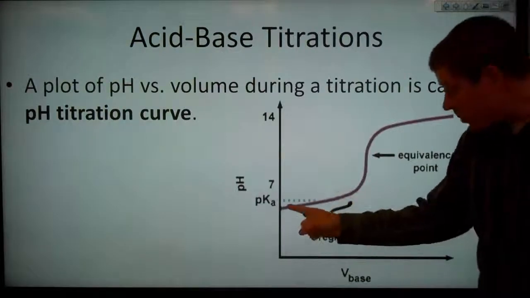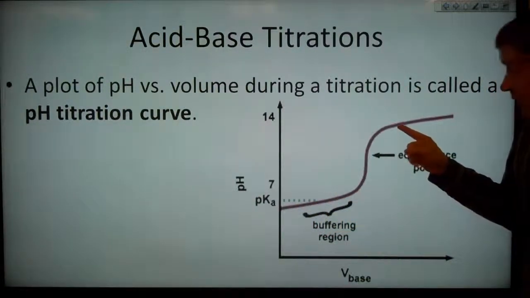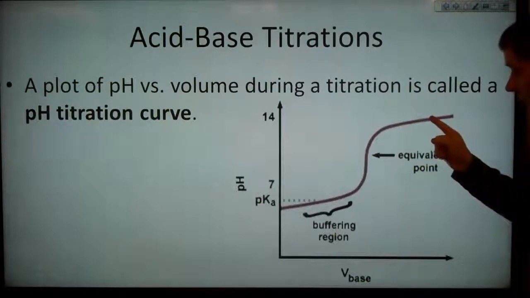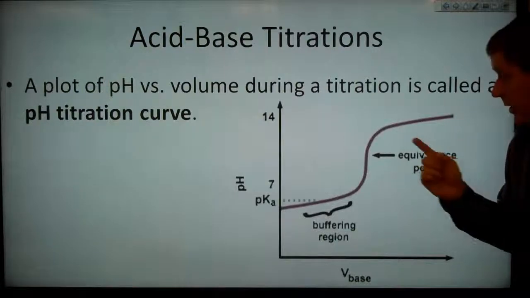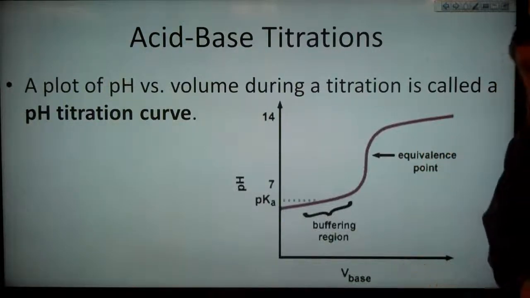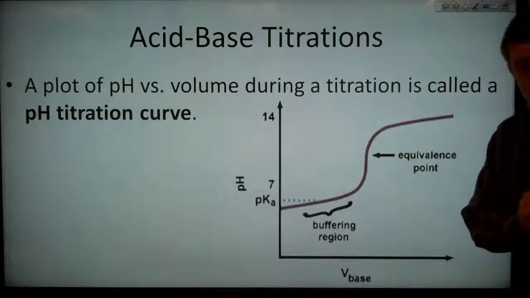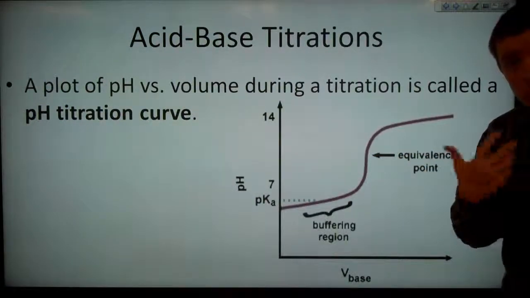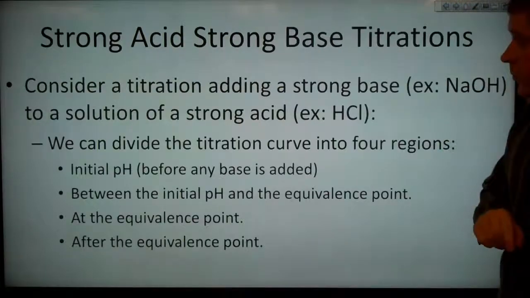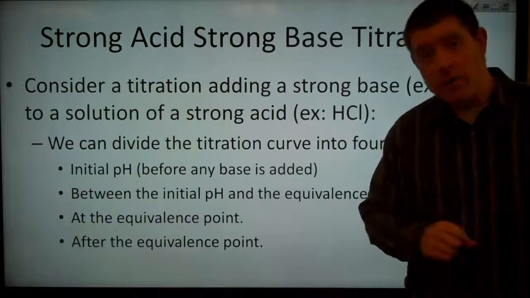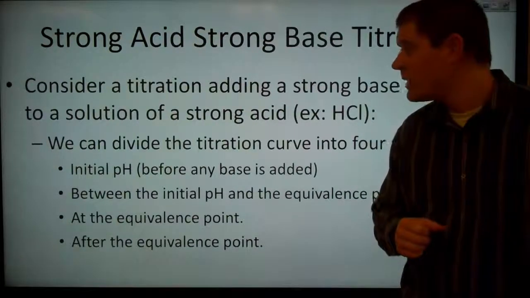And then as we add the base, the pH slowly rises, and at some point we get this sharp jump here, and then the pH begins to level off again. It still continues to climb as we add more base. And the midpoint there is what we call the inflection point. The inflection point is the equivalence point. And the whole technique is all about figuring out where exactly that equivalence point is.